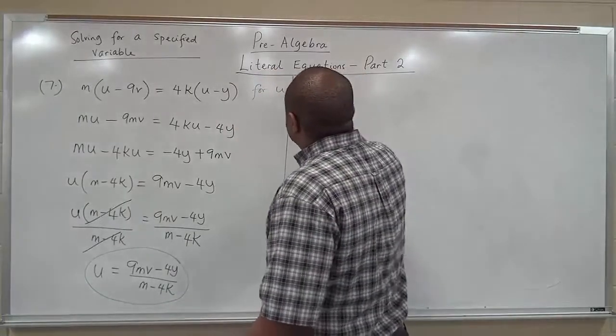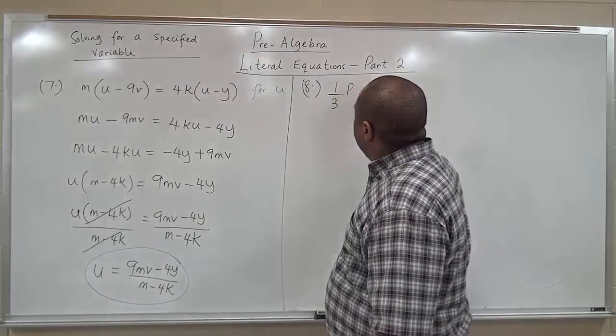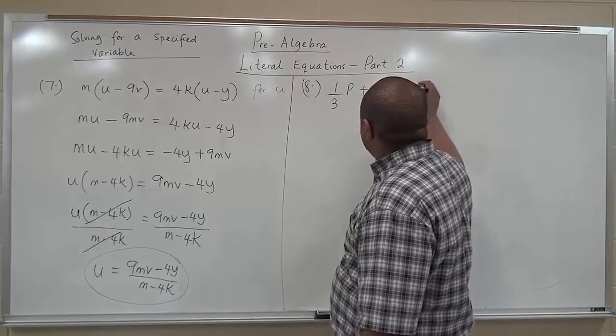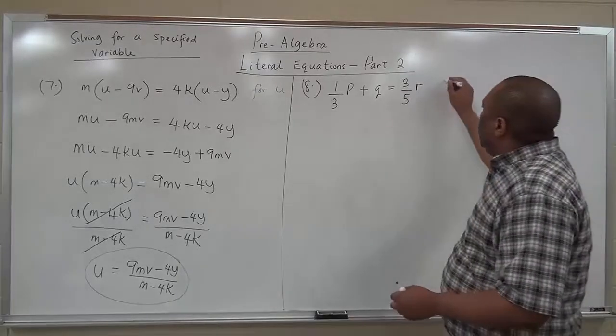Question 8. 1 over 3 times p plus q equal to 3 over 5 times r. I want to solve for p.